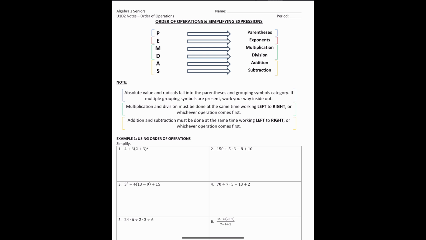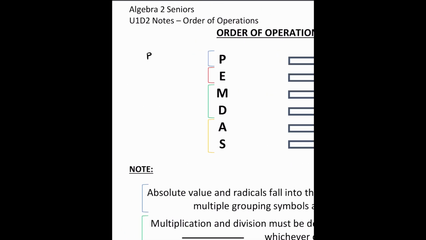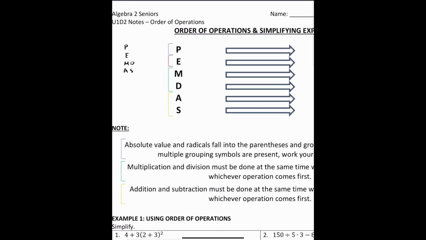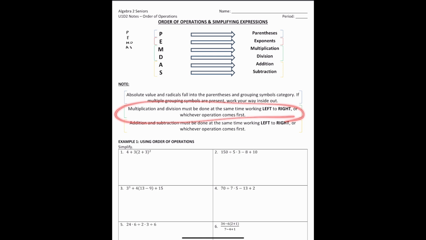The second thing is multiplication and division must be done at the same time, working left to right, or whichever operation comes first. So let me write PEMDAS, so please excuse my dear Aunt Sally. When you get into the territory of multiplication or division, it is whatever operation appears first. So if multiplication appears on the left, that is what you handle before you get into division. Or if division appears on the left, then that is what you're going to handle, and then you're going to proceed to multiplication, okay? So that is what it means for the second note that you see here.